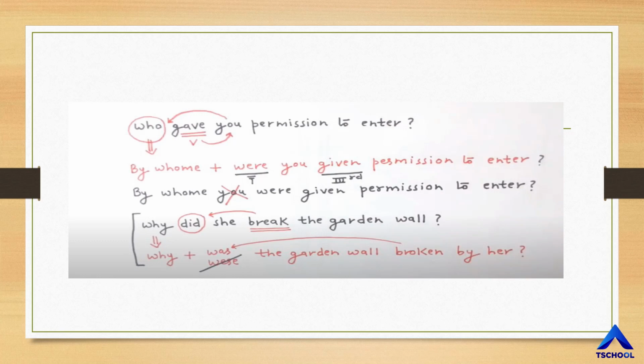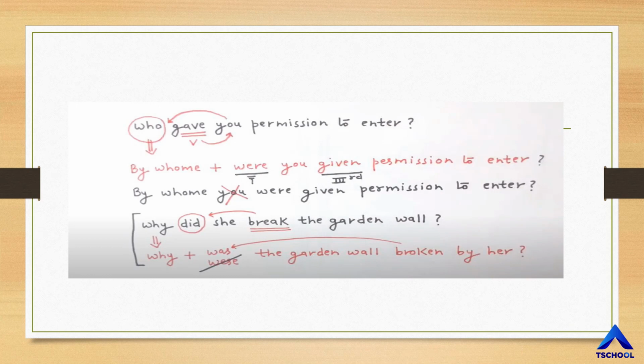Did she break the garden wall? Break is the verb. I'm repeating it again. Break is the verb. So break would be turned to broken. That is the third form. So why plus was or were. Break, which form? Second form. So it would be was or were.